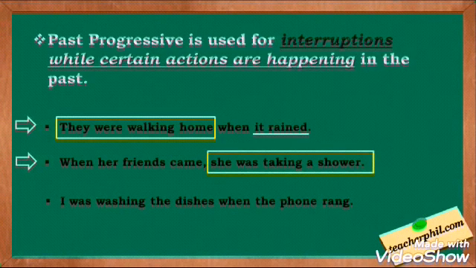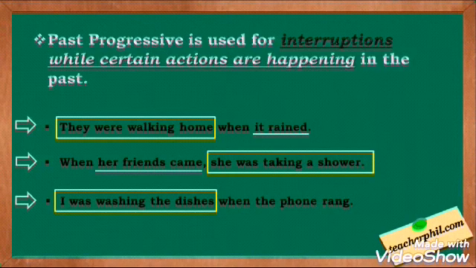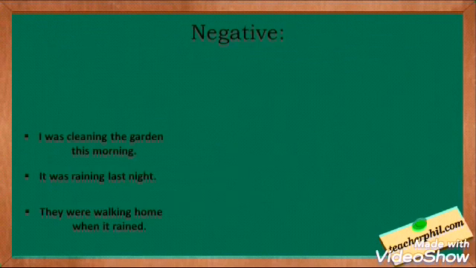And when is followed by past simple, I mean the short action, and the other one is past progressive. The second example, the same. When her friends came, she was taking a shower. So the short action is after when, her friends came. The long action, she was taking a shower. The last example, I was washing the dishes when the phone rang. When is followed by the past simple, the short action, and the other one is the long one.